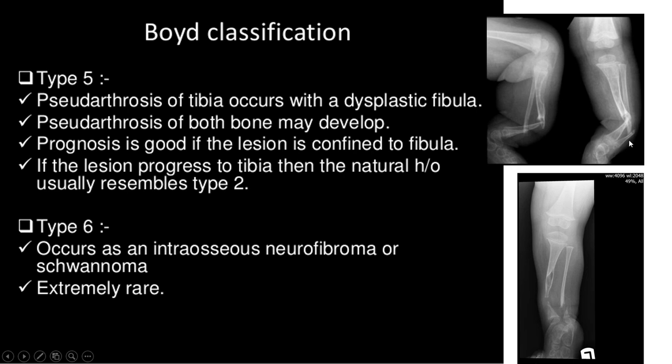The fibula also gets scoliosis of the tibia. And type 6 is specially associated with intraosseous schwannoma. It is one type of nerve tumor, and it is extremely rare, may or may not be associated with CTB or any foot deformity, and the prognosis is also very bad.